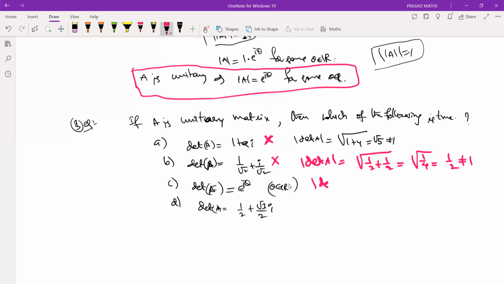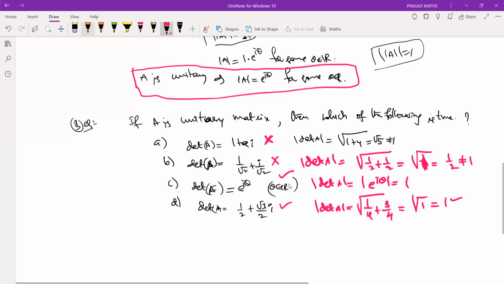Next, mod of det A is nothing but mod of e power i theta. Again, it is nothing but 1. Therefore, this answer is right. Similarly, mod of det A is equal to under root of 1 by 4 plus 3 by 4, that is root 4 by 4, that is equal to 1. Therefore, this is also possible. So what are the answers? The third one, C, and D is also correct. This is 1, so this is also right.